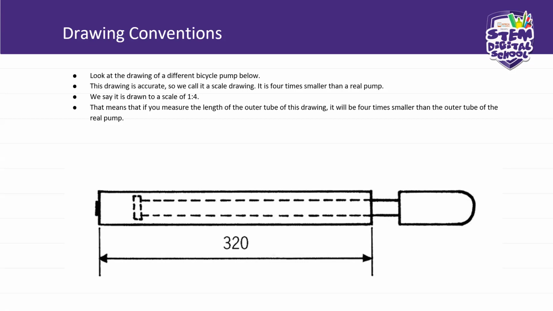We say it is drawn to a scale of 1:4 because it is 4 times smaller than the real pump. That means if you measure the length of the outer tube of this drawing, it will be 4 times smaller than the outer tube of the real pump. Because we cannot put the whole pump on paper, we have to reduce it, but you must indicate in the scale how much did we reduce the pump. Okay? So this is application of drawing conventions.